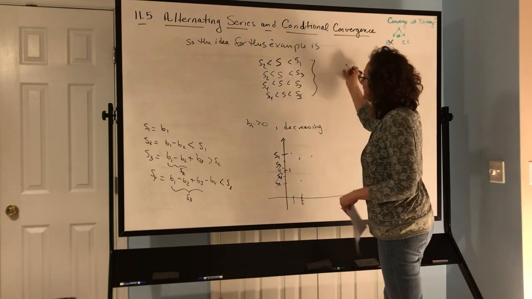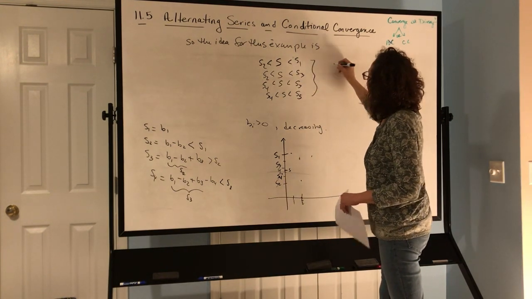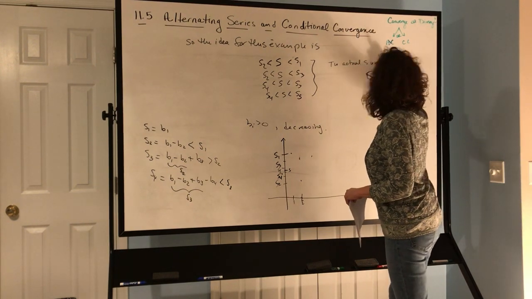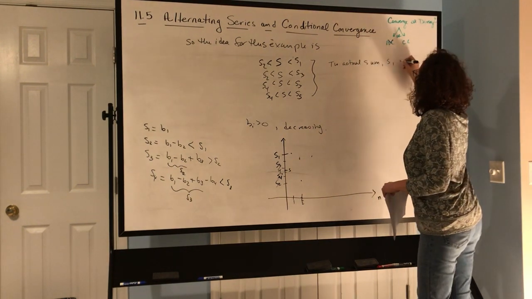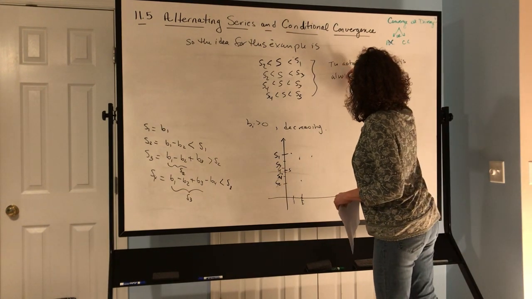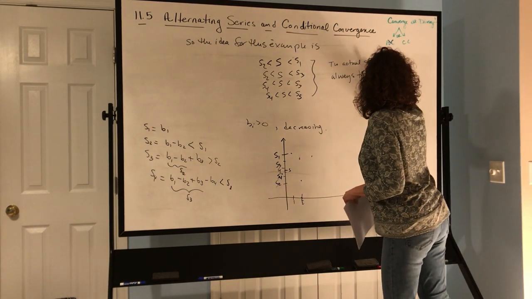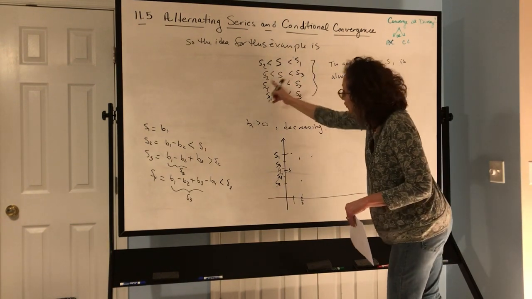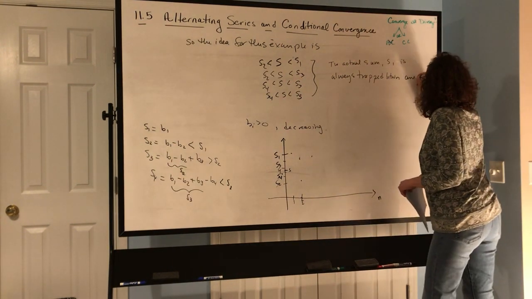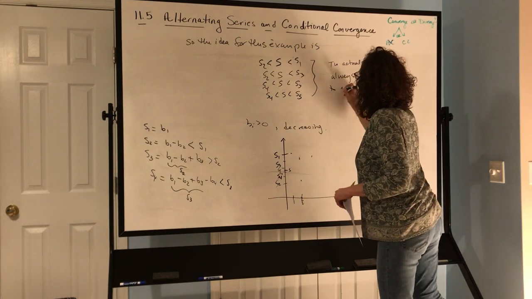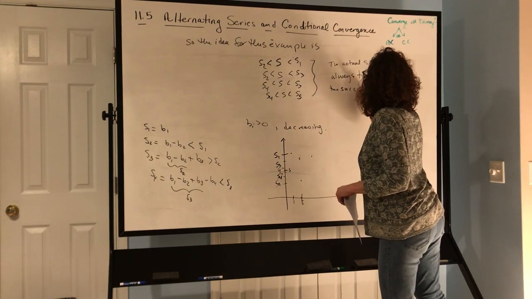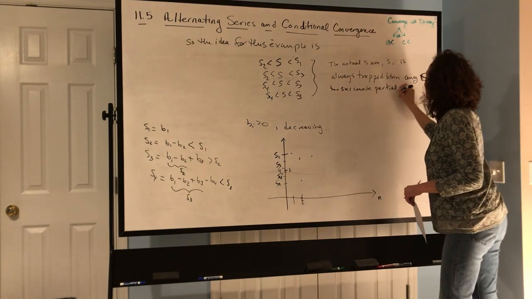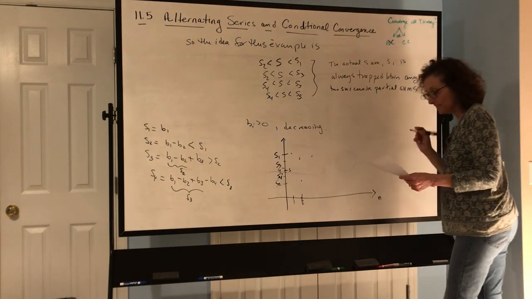So basically, what is this kind of saying? All of these are saying that the actual sum, right, the actual sum, which is S, is always trapped between any two successive partial sums. Right? That's kind of the deal.